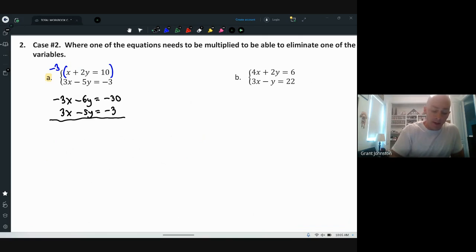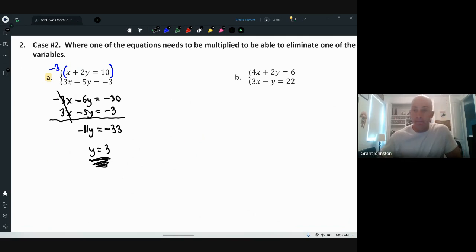Add down, x's eliminate. This becomes negative 11y when I add it down. That would be negative 33. Divide by negative 11. y is 3. So again, the only difference is I just had to manipulate one of the equations so that you could eliminate.